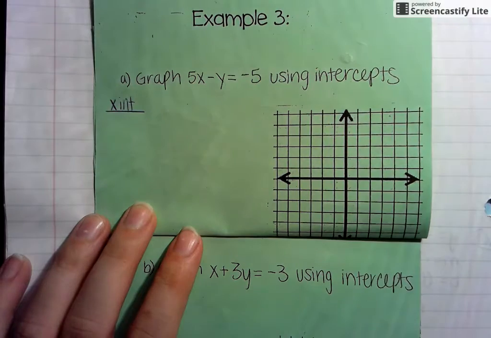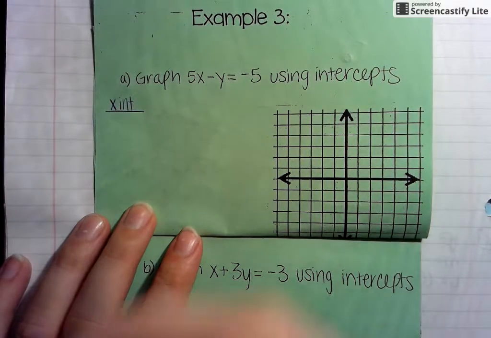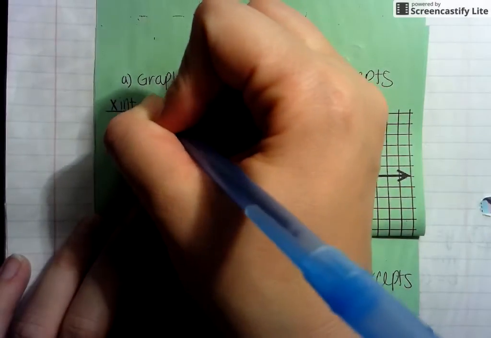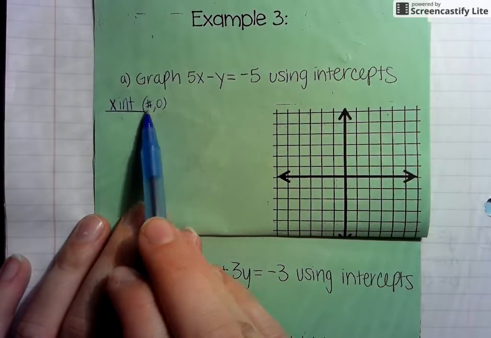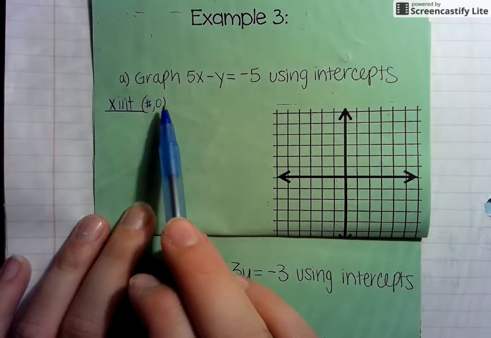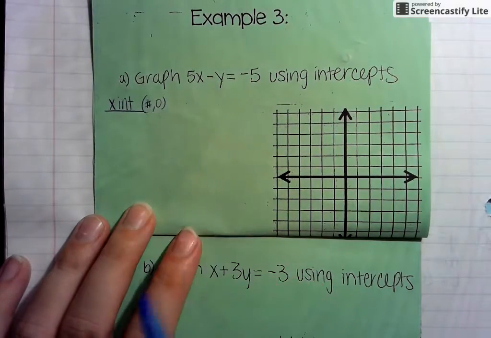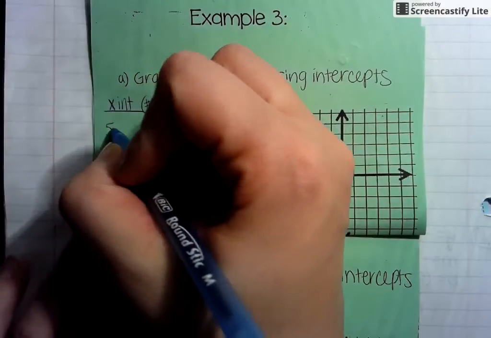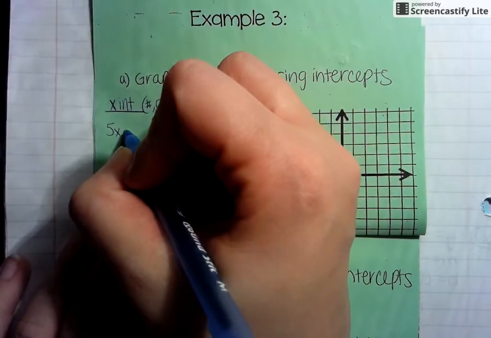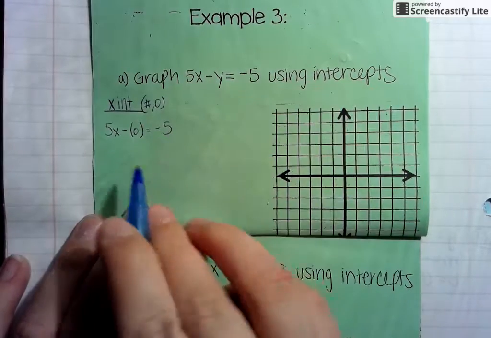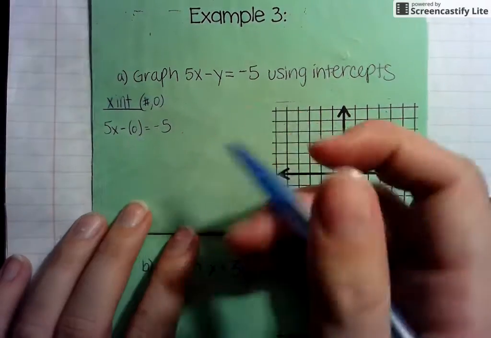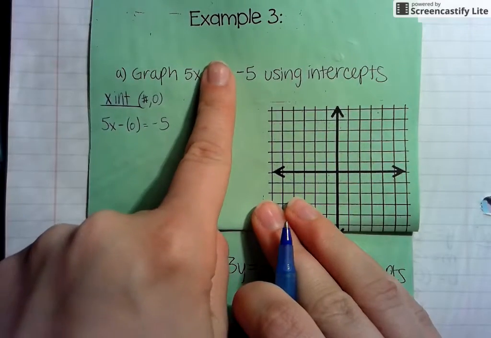To find the x-intercept, an x-intercept is always written as a number, comma 0. Because we're trying to find what x equals, we're going to substitute 0 in for y. So you have 5x minus 0 equals -5. Well, that's going to cancel. You can almost put your finger over the y.